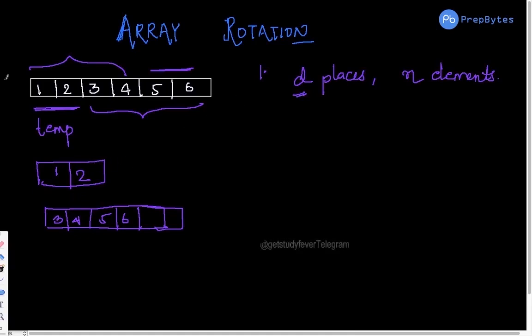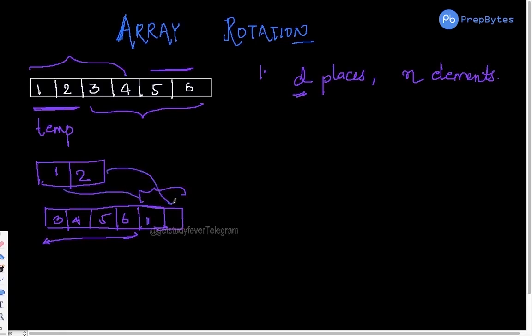So right now we have just 2 places. We have to rotate the array by 2 places, so we have just copied 2 elements. After I copied these 2 elements, I shift everyone 2 places to the left. Now everyone is here 2 places to the left. I have made place for 1 and 2. So I will simply copy 1 here and I'll copy 2 here.